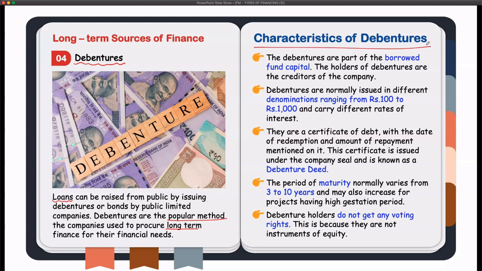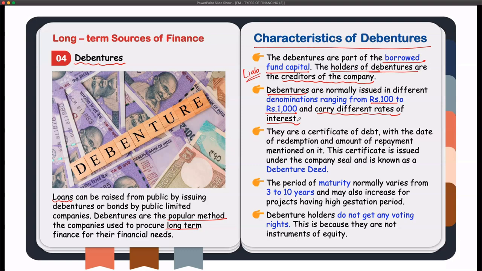Let us look at the characteristics of debentures. Number 1, debentures are part of borrowed fund capital. It means it is a liability, it is not equity. So the debenture holders are basically creditors to the company. The denominations of debentures are generally in the range of rupees 100, and may even go up to rupees 1000, and the rate of interest will vary depending upon the tenor, the security, and sometimes the purpose for which it is raised.